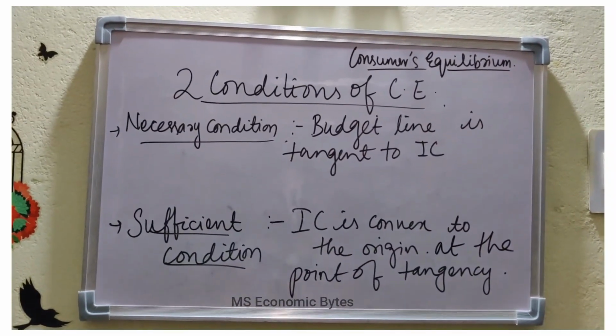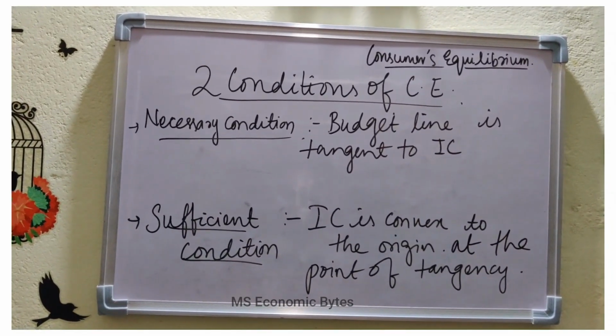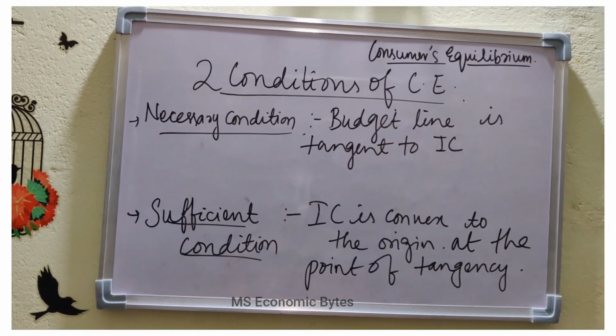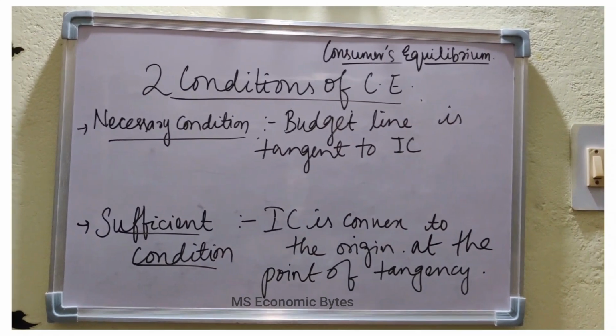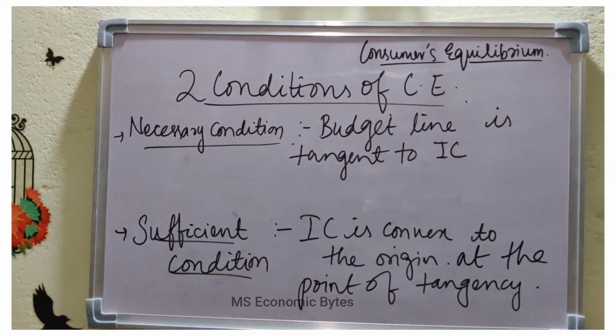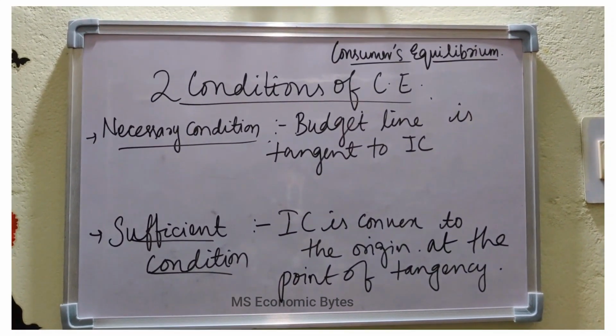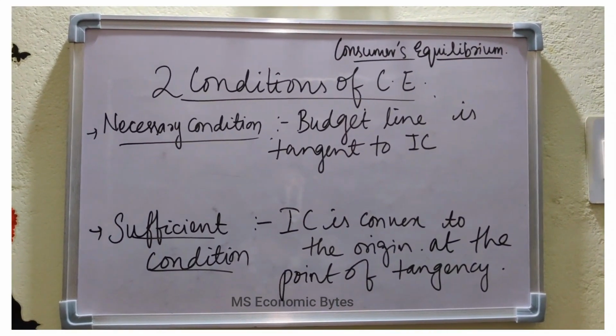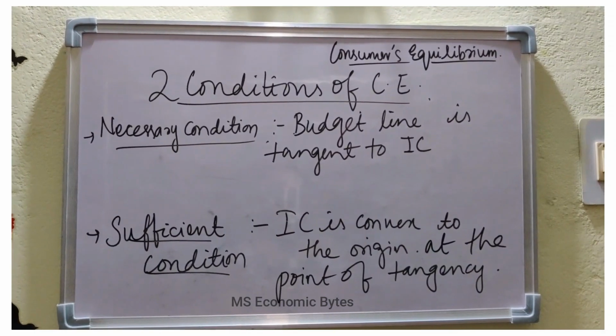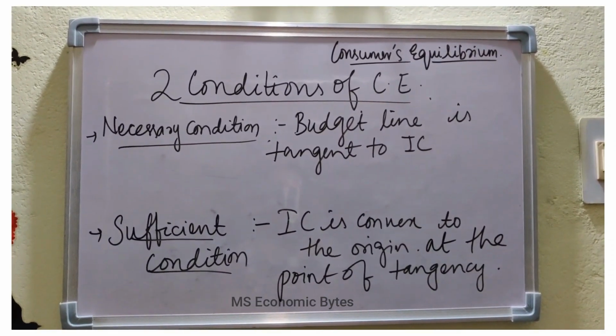So, there are two conditions of consumer's equilibrium, the necessary condition and the sufficient condition. The necessary condition is called the first order condition. The necessary condition is that the budget line is tangent to the indifference curve, and the sufficient condition, or the second order condition, is that the indifference curve is convex to the origin at the point of tangency.